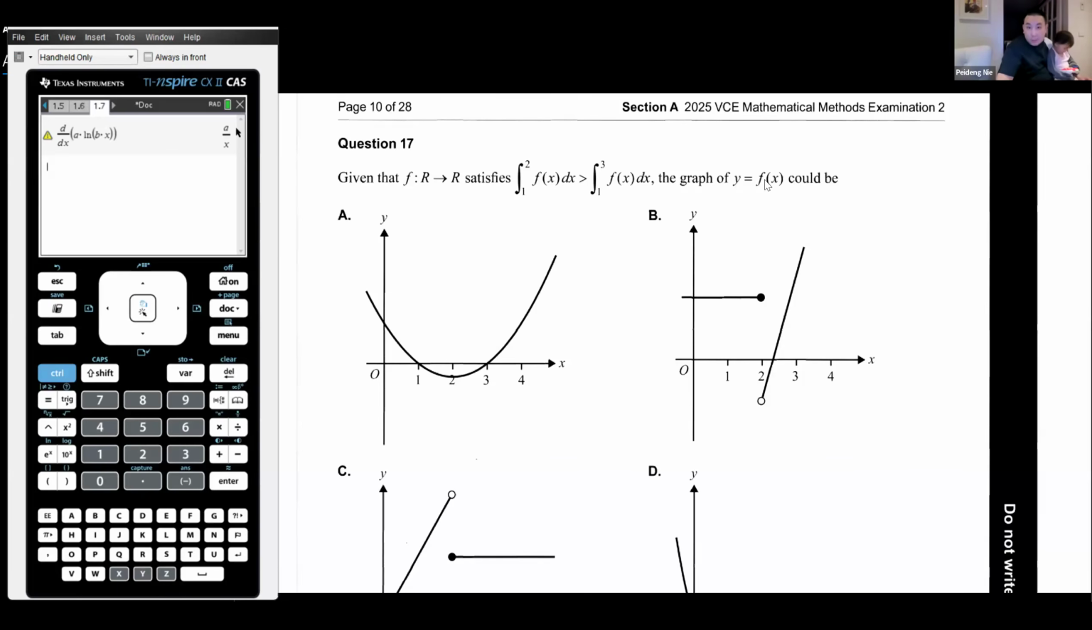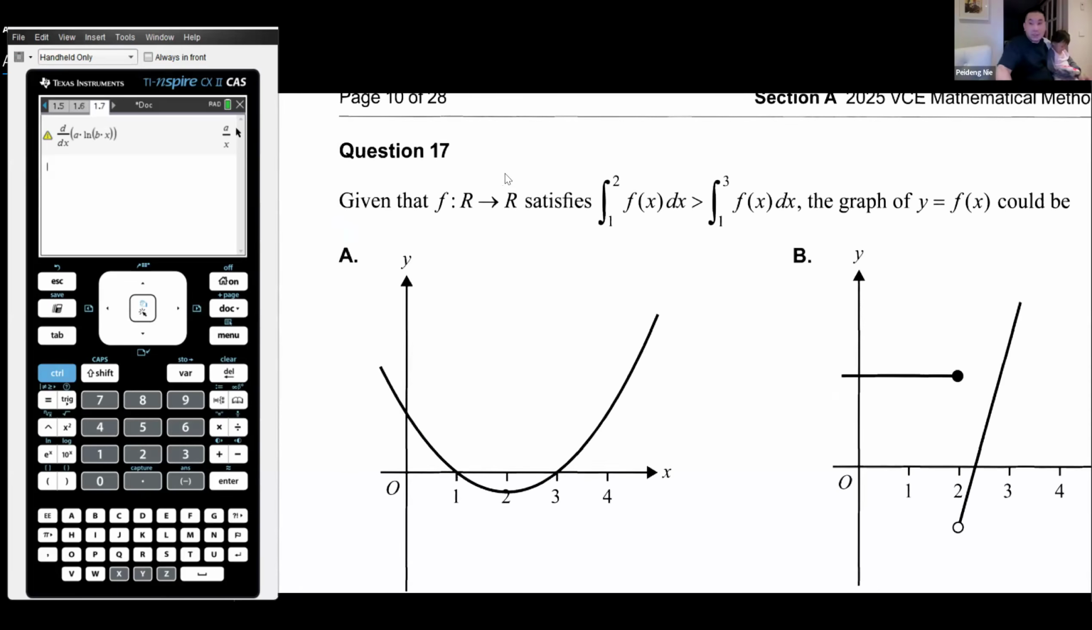Let's have a look at question 17. Hopefully you don't mind. So basically, if you see this integral statement, the integral from 1 to 2 of f of x dx must be greater than the integral from 1 to 3 of f of x dx. In our usual understanding, we would say the integral calculates the area, but eventually the area could have been a negative signed area.